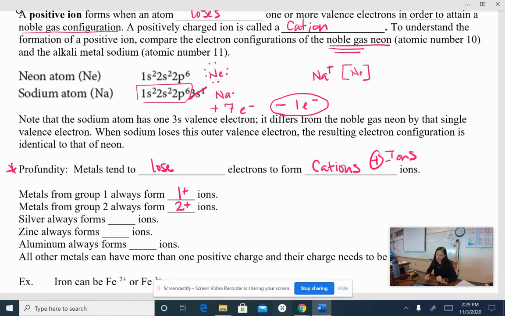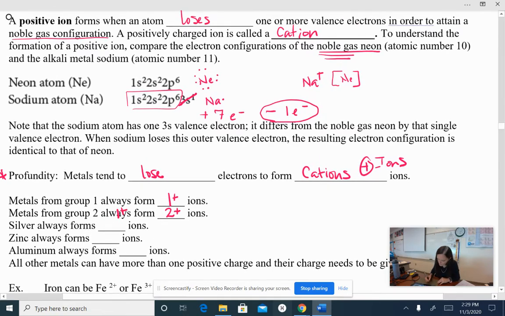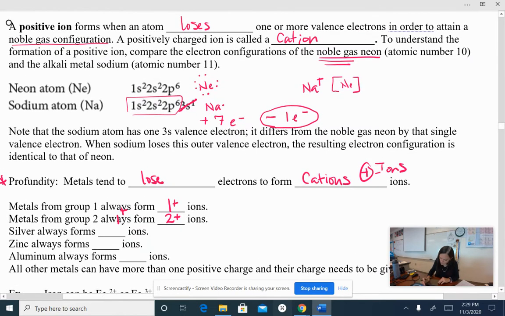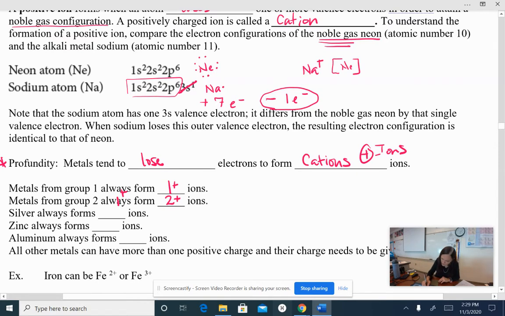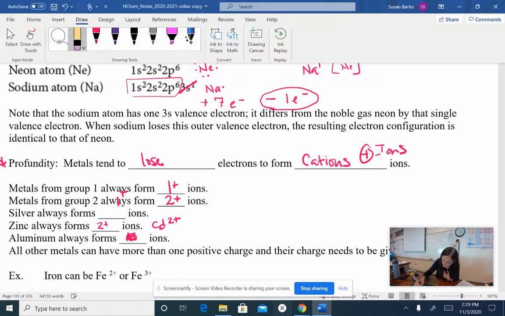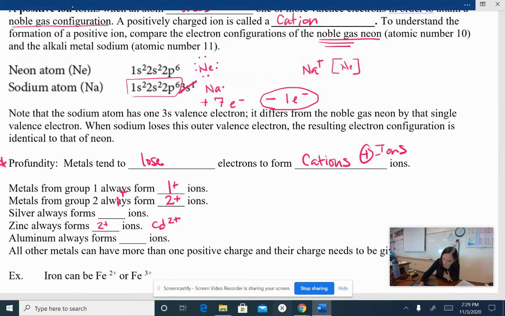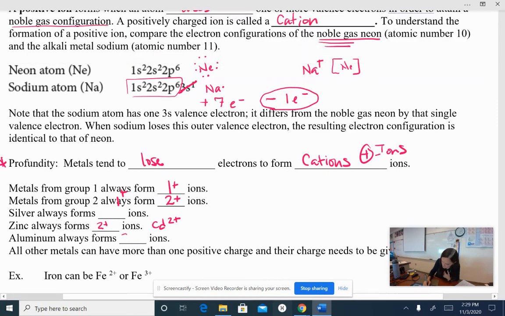Okay, there are a couple transition metals that have set charges as well. Silver always forms a +1. Zinc always forms a +2. And I would also say cadmium always forms a +2. And aluminum always forms a +3, or a 3+ ion.